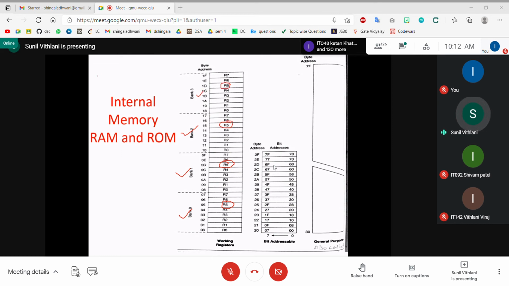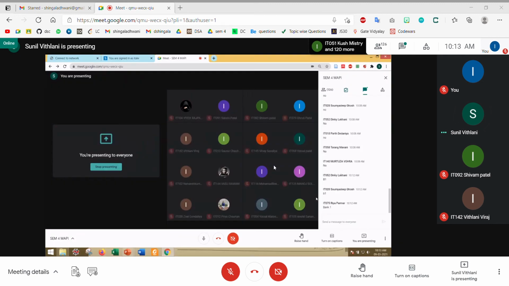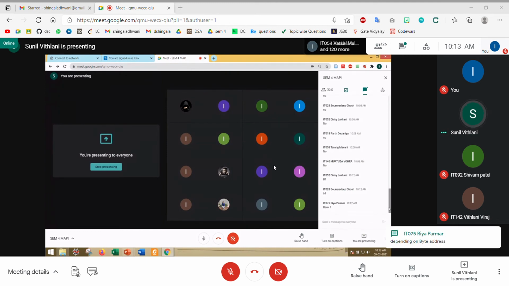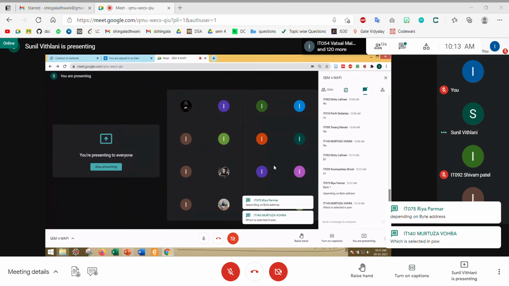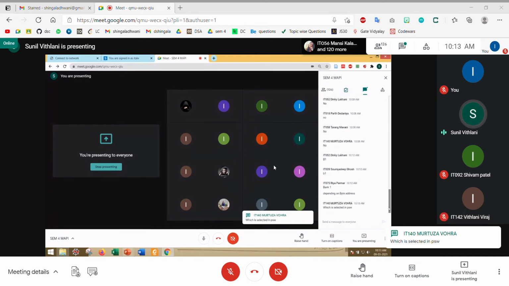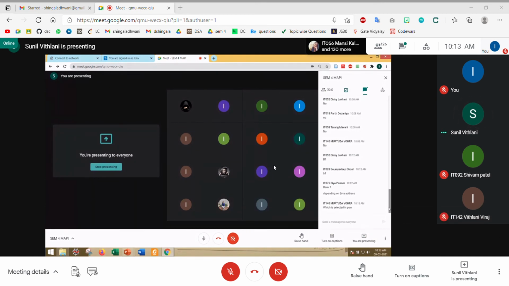So if we have written instruction move A, comma R5, then from which R5 it will select data? कौन सा R5 select होगा? Bank 1. How can you say that it will be Bank 1? Yes, very good, Murtuza. It will be from PSW.